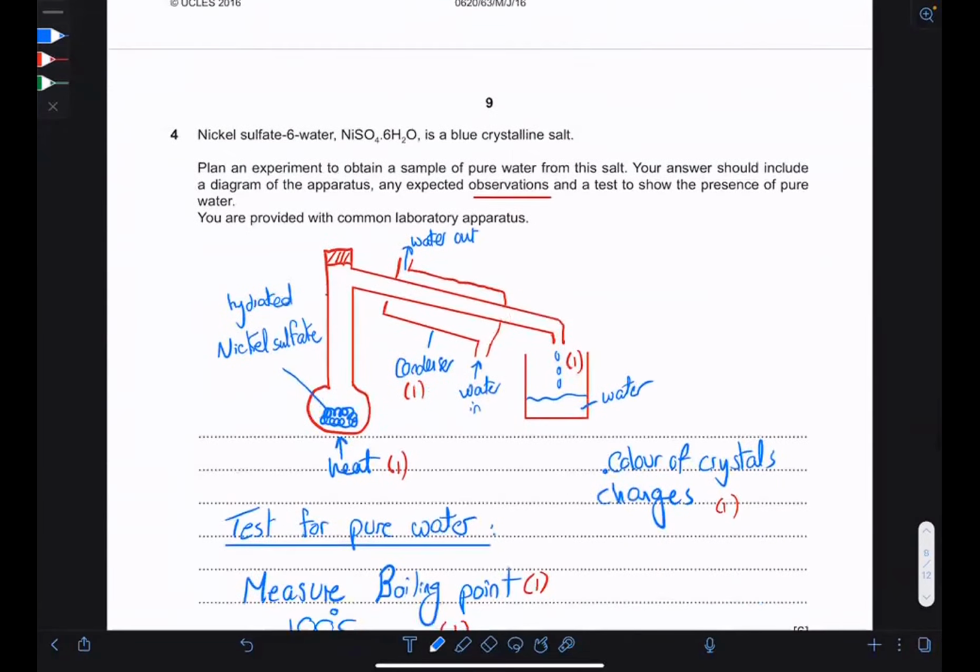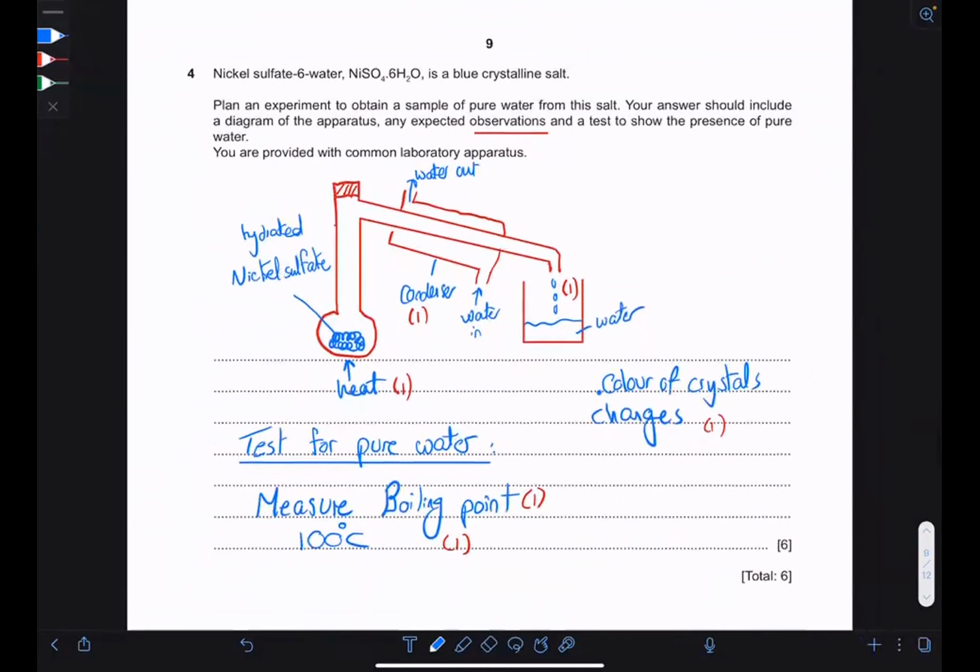Final experiment, he has nickel sulfate 6 water, which means hydrated nickel sulfate crystals, and he wants to plan an experiment to obtain a sample of pure water from this salt. So I have a crystal, and you want to get the water of crystallization from it. Your answer should include a diagram, any expected observation, and the test to show the presence of pure water. Okay, the experiment will be simple distillation. You need to get rid of the water and then get it again alone by its own.